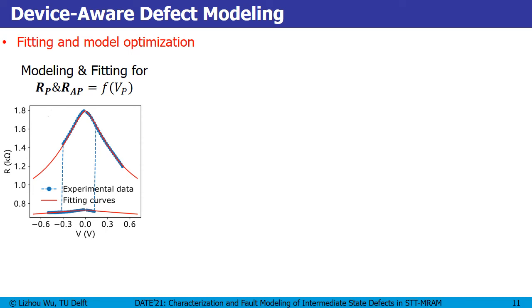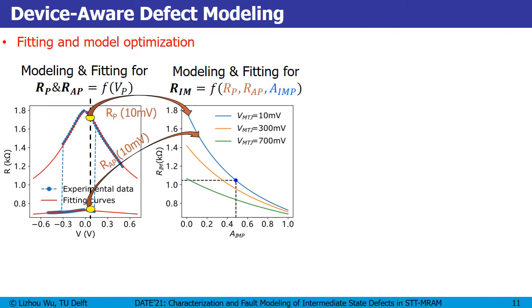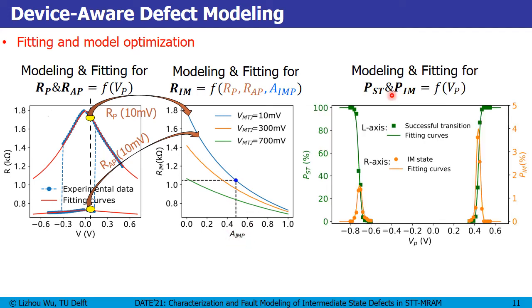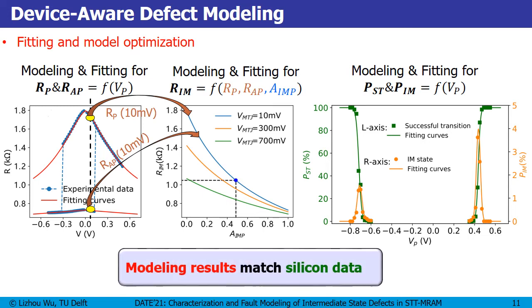Since we have collected silicon data, we can do fitting to optimize our defect model. By fitting to the measured RV loop, we can extract RP and RAP at a given voltage. For example, in our read operations, the read voltage is 10 millivolts. Then we can extract RP and RAP and feed them into our defect model. In this way, we can calculate the resistance in the IM state at a given value of the defect parameter A sub IMP. We also did fitting to the measured occurrence probability of IM states, and you can see our simulation results match the silicon data very well.